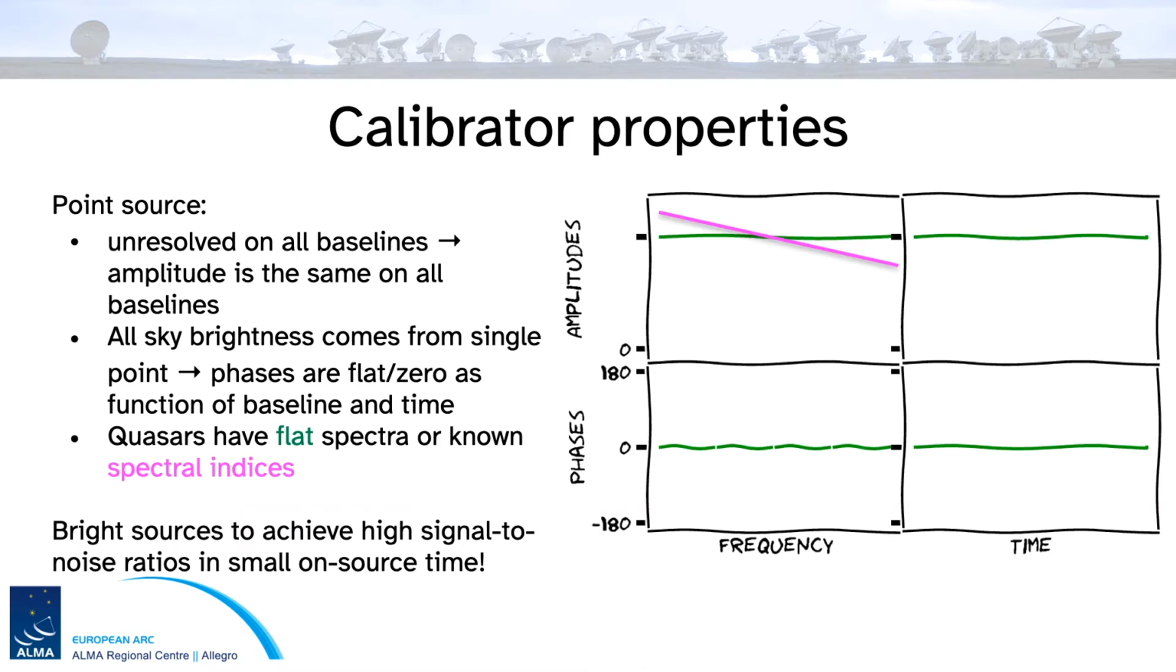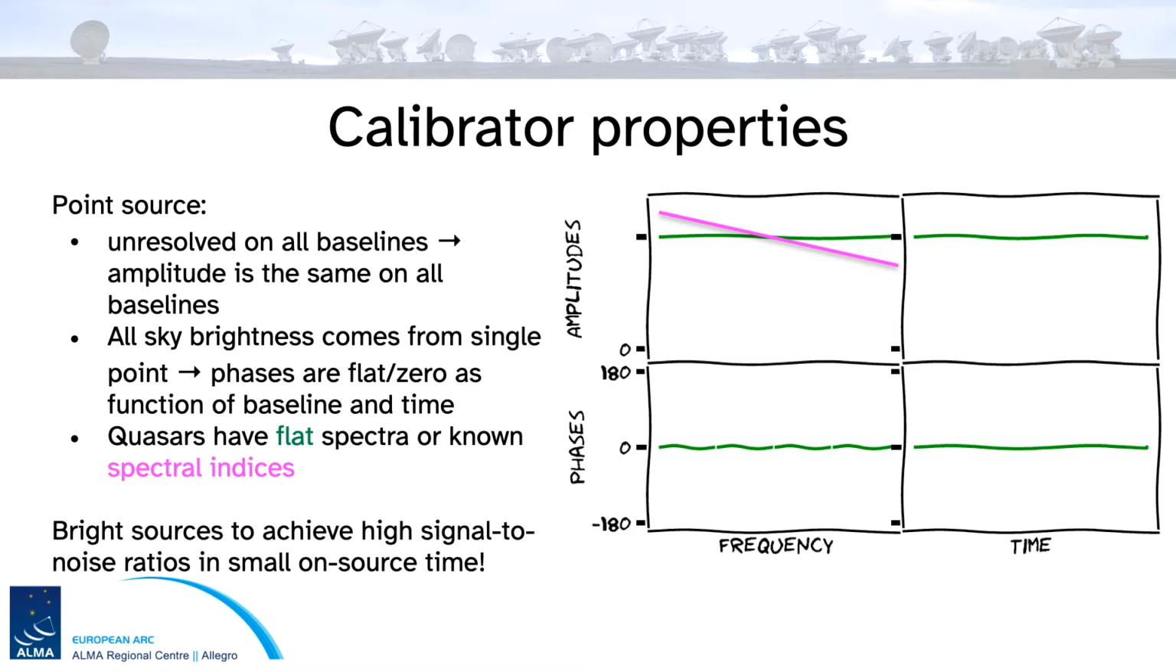A point source is by definition unresolved on all baselines. That means that the amplitude is the same on all baselines and flat with time. All sky brightness comes from one single point. That means that the phases are zero as a function of baseline and time.